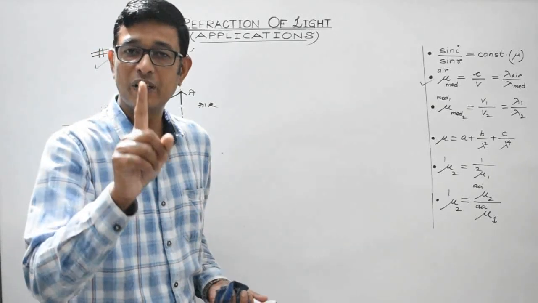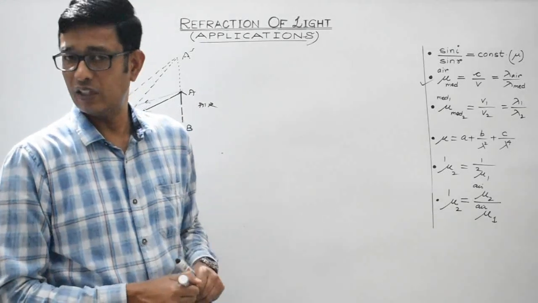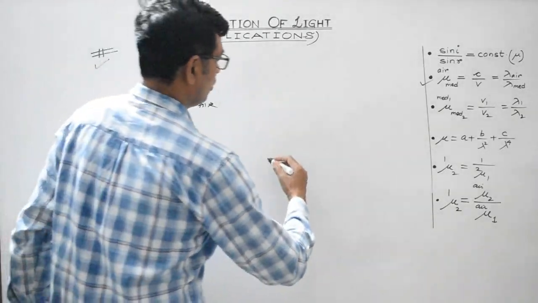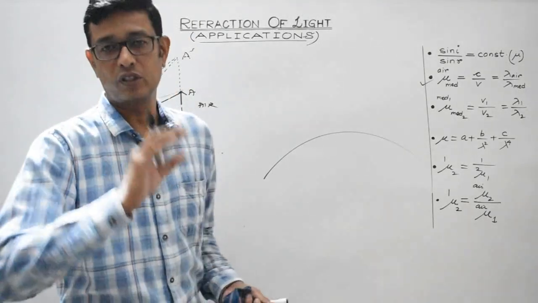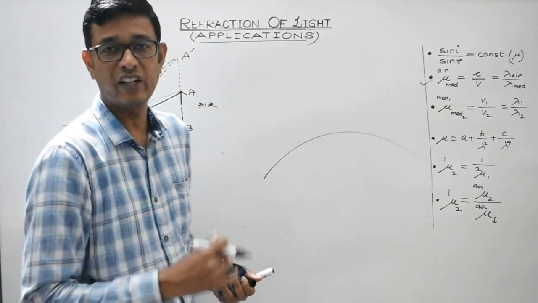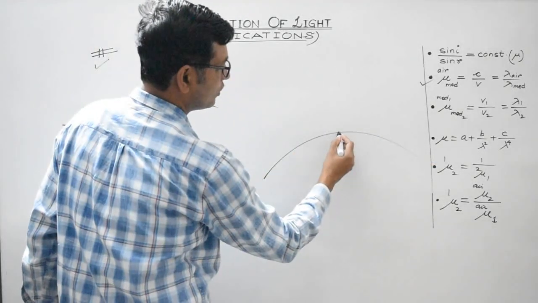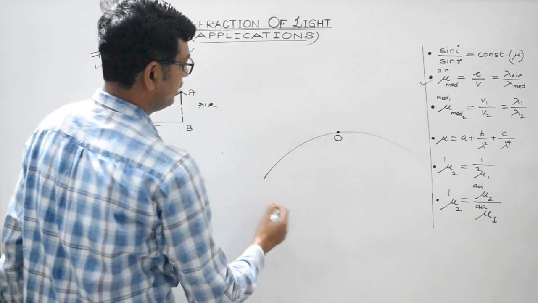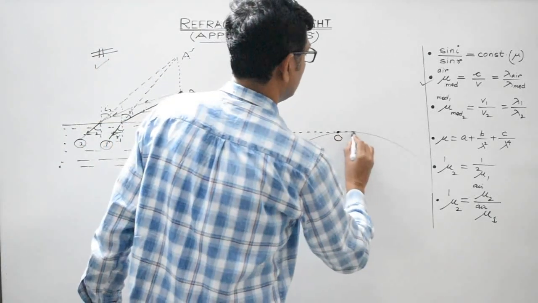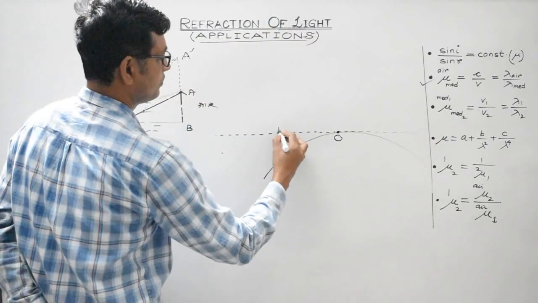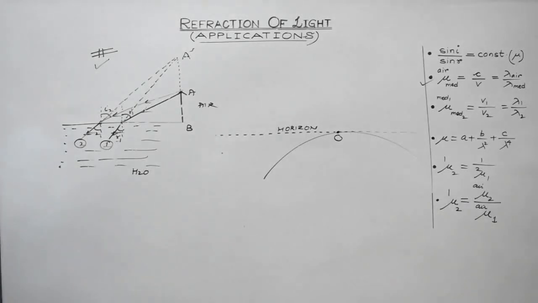So that can also be explained with the help of atmospheric refraction of light. So let's see. For that also you need to draw a ray diagram. Ray diagrams, students, they are very, very important. You need to practice these ray diagrams, right? So this is the earth and this is the observer over here. And this is suppose the horizon.